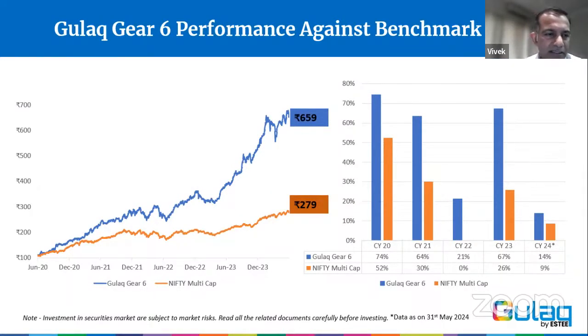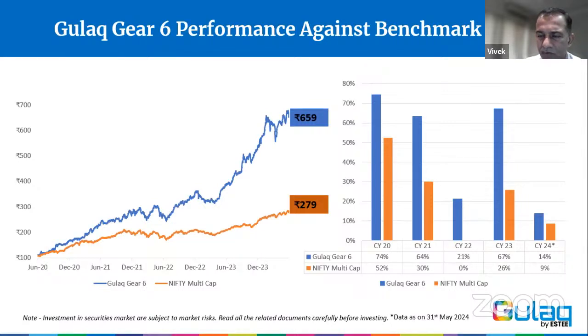This is since beginning. So 100 rupees invested in the Nifty Multicap 500 index would be 279, whereas the same amount would be 659 in case of Gulaq Gear 6. I've also shown here the year-wise returns. So this year, Gulaq Gear 6 has given about 14% in the last 5 months. This is as of 31st May, versus 9% for the multicap index, the benchmark index.